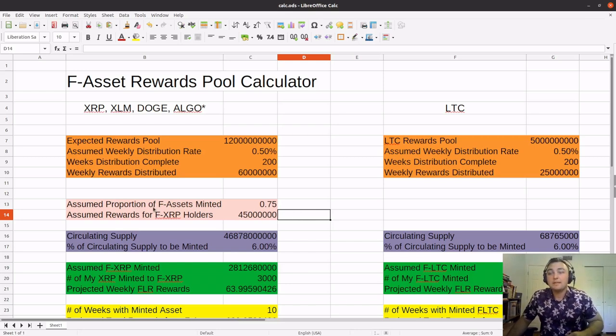We're assuming that of all the F assets that are minted, 75% of those are FXRP. This would mean that for FXRP holders, 45 million Spark tokens weekly will be distributed, with these figures of 12 billion in the rewards pool and a 0.5% distribution weekly.